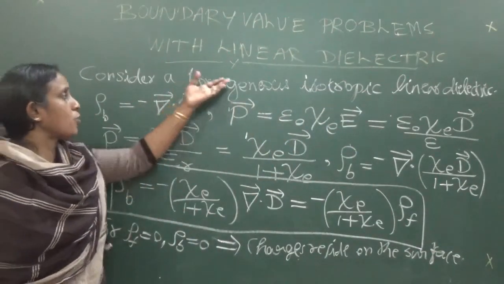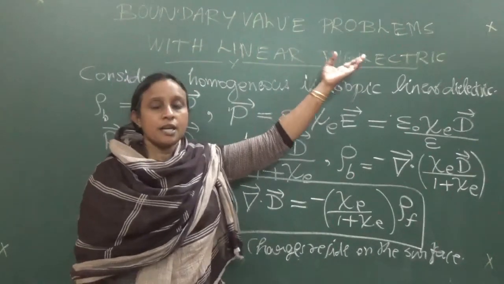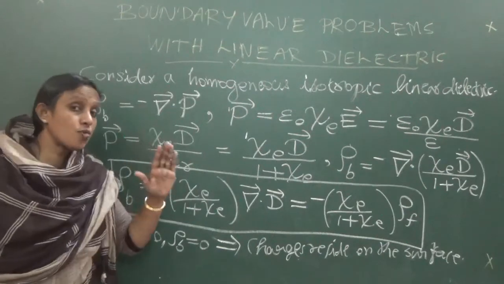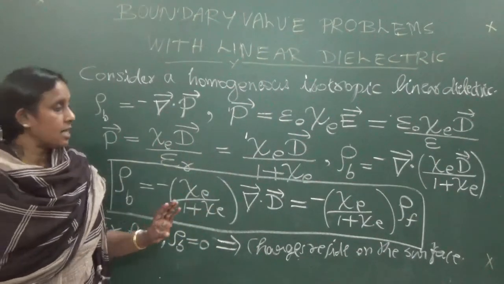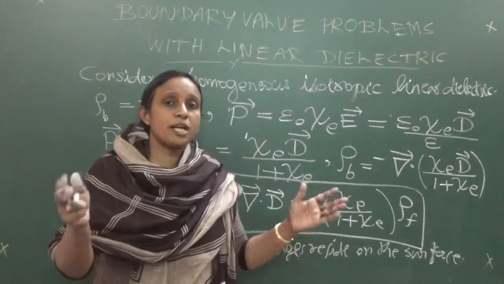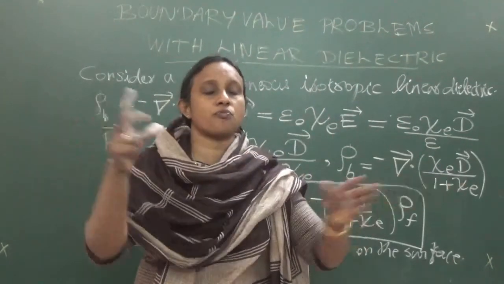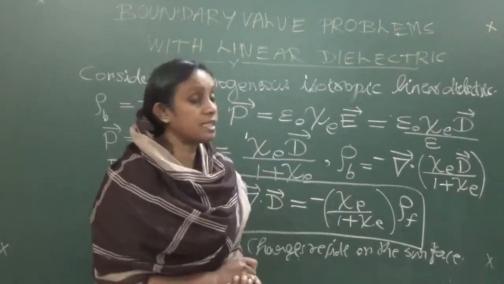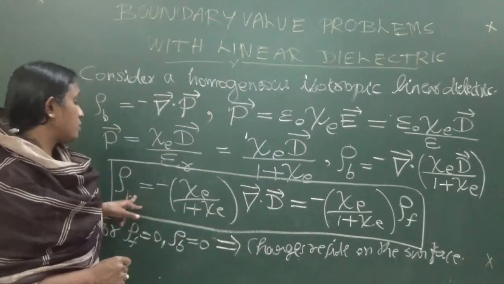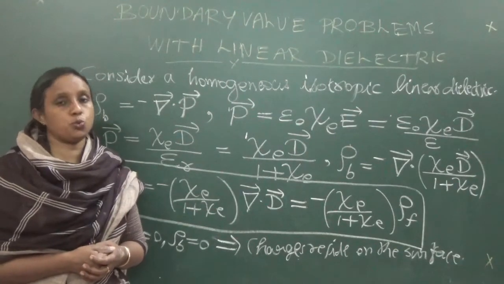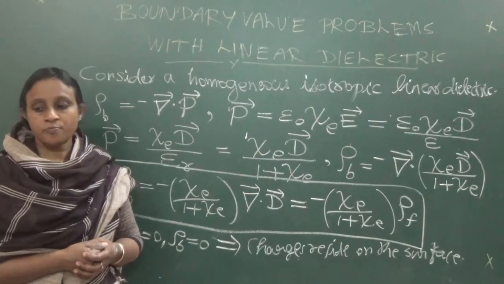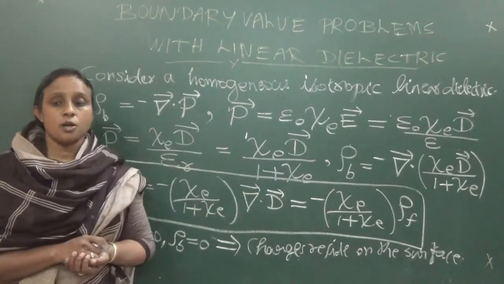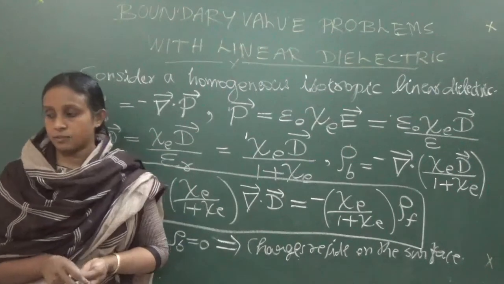So in the case of a homogeneous isotropic linear dielectric, if there is no free charge inside the dielectric, it leads to the accumulation of charge on the surface of the dielectric. Only surface charge density is there. There is no charge inside the material, and so the bound charge density should be 0. Now we can extend these concepts to the case of boundary conditions.